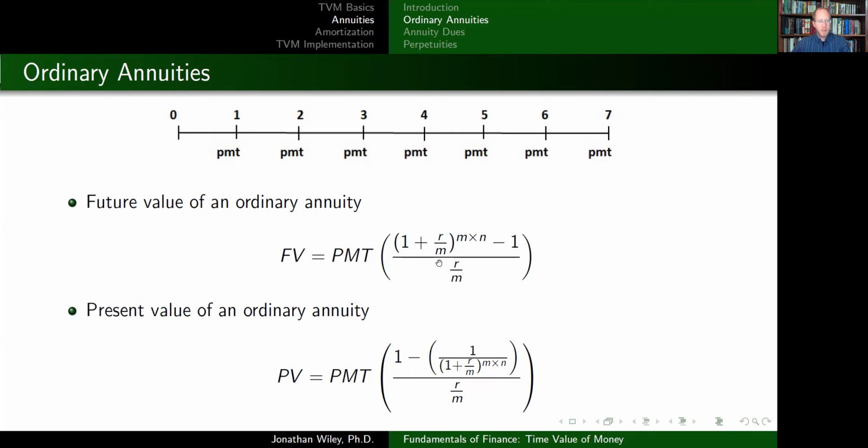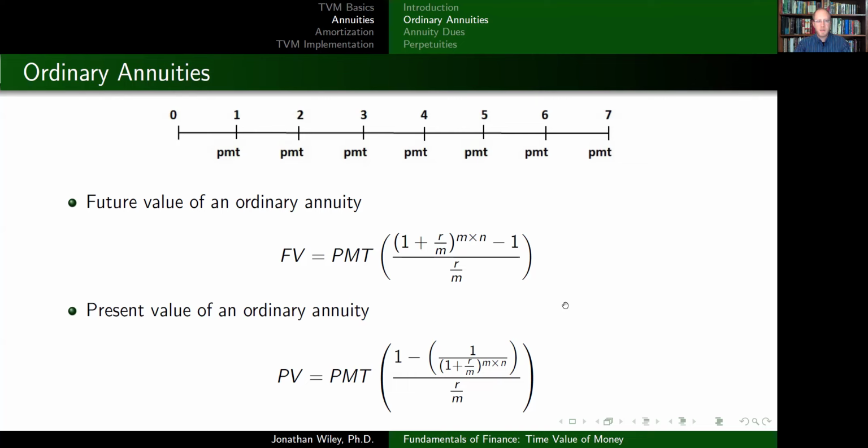So if I have R divided by M, I have the rate per period. M times N, where N is the number of years and M is the number of periods per year, is going to give me the total number of periods. And I basically just plug things in and solve it out, and that's going to give me the future value of an ordinary annuity.